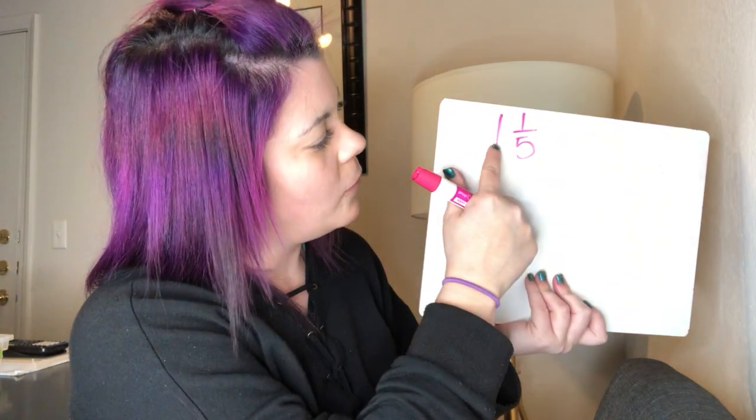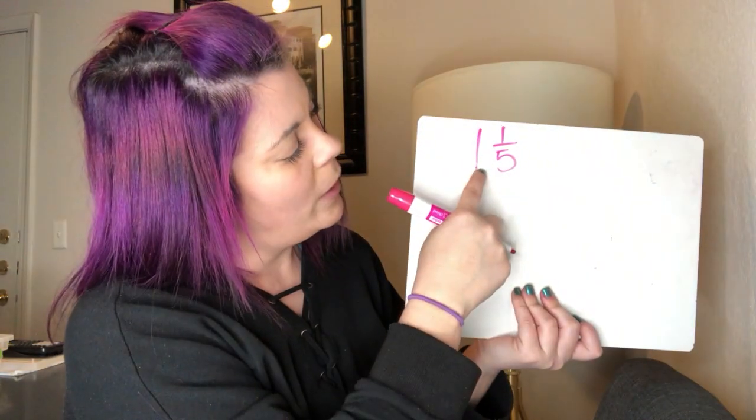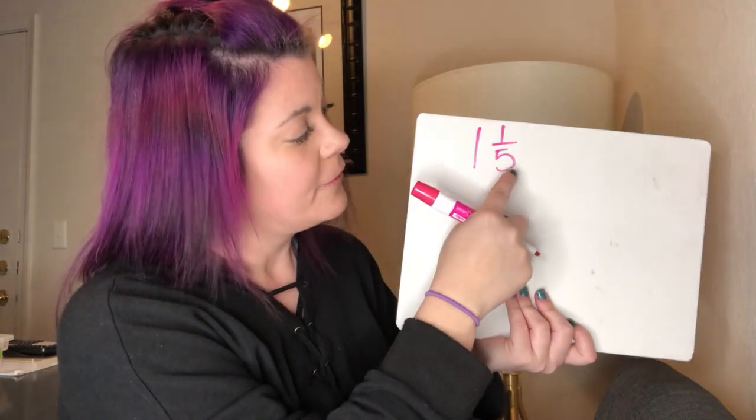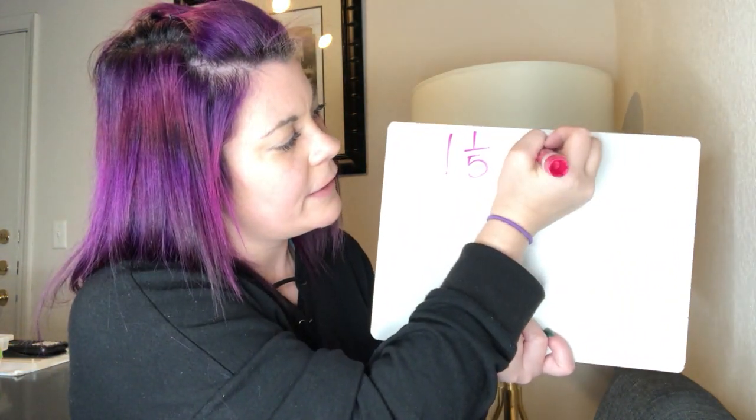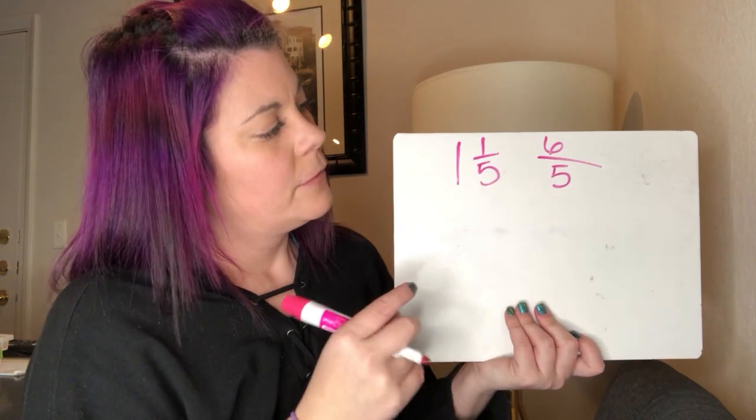Now changing a mixed fraction to an improper, going the other way. This is just a review. So if we have 1 and 1/5, what you do is you multiply the whole number by the denominator and then add the numerator. 1 times 5 is 5. 5 plus 1 is 6, and then you keep the denominator, okay? Let's do one more, and then we'll call it a day.